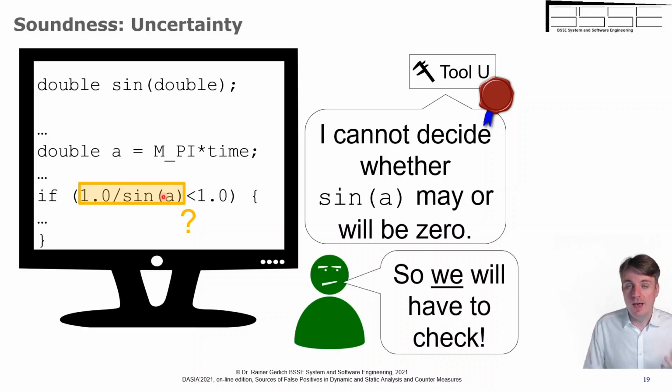And so we will have to check on our own. This might as well be a false positive, or it could be that there are actually cases where the division by 0 may happen.